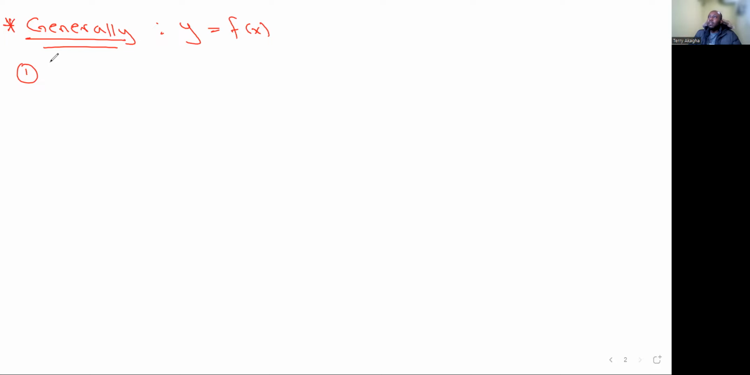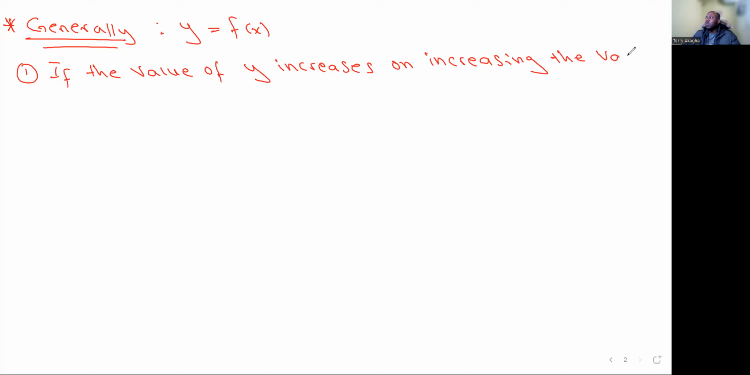Basically, I'm going to write it down. If the value of y increases on increasing the value of x, then the function is known as an increasing function.